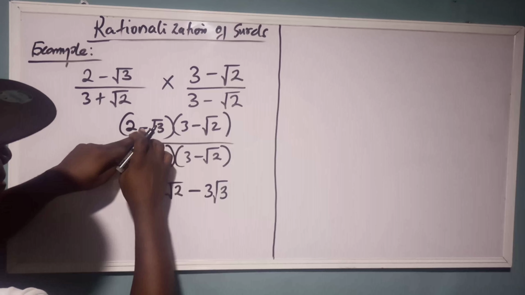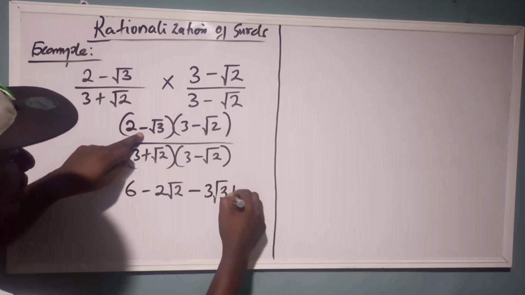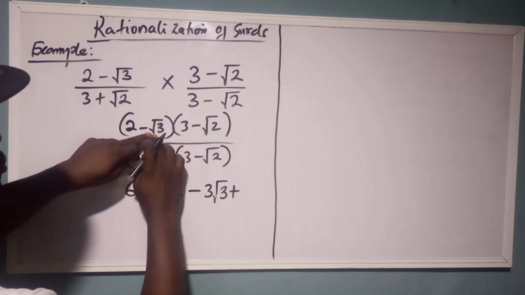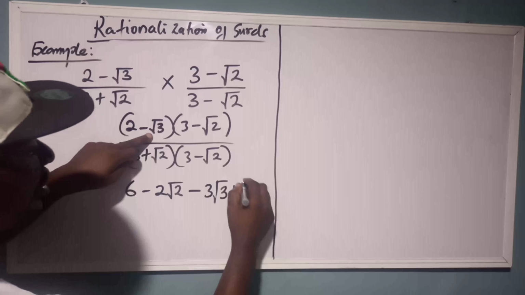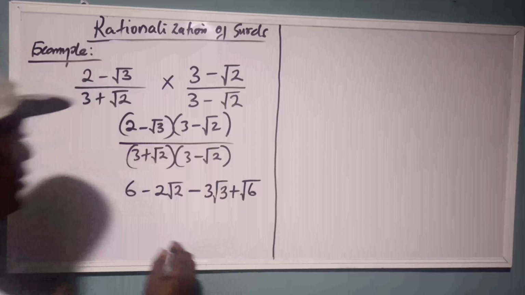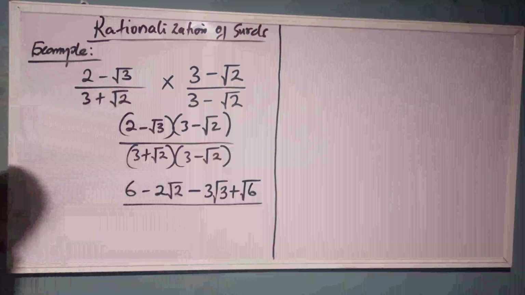Now negative root 3 times negative root 2. Let's start with the signs. Negative times negative will give me positive. And then root 2 times root 3 will give me root 6. Okay, so let's go this way.